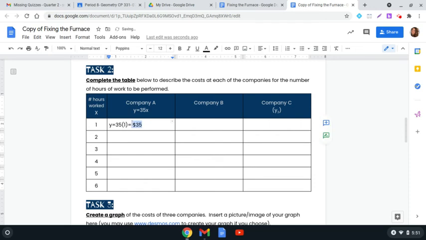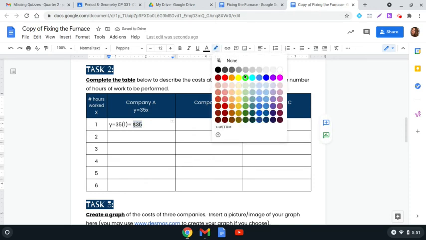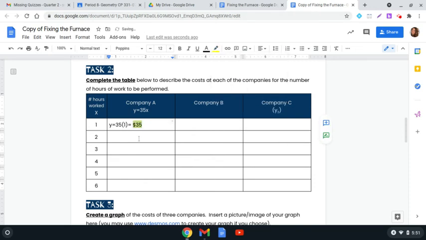And I'm actually going to highlight that just so Miss Sweeney and anyone looking at this can know exactly what my answer is for that column. I would do the same thing here. Y equals 35 times. Now I'm looking at the x variable of 2. So I'm going to plug that 2 in here. And once again, I'm going to highlight this, and I would get 70 here. 35 times 2 gives me 70.